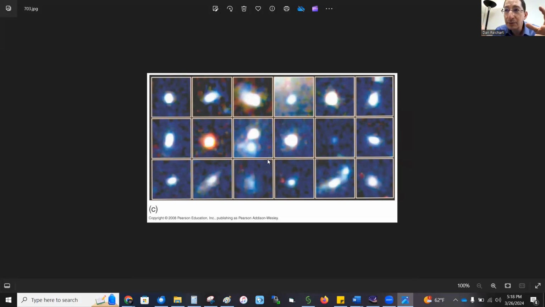And since they're close, they would interact with each other. In fact, here you see a couple interacting, and here's a couple interacting. When they interact, whether it's a direct collision or just gravitational tugging as they pass each other, it destabilizes the clouds of gas, and they begin to collapse. And as they collapse, they fragment, and the fragments fragment, and they fragment. Eventually, you get a bunch of stars.